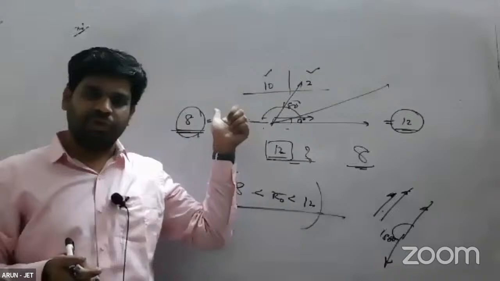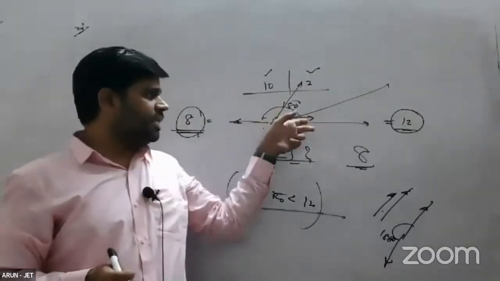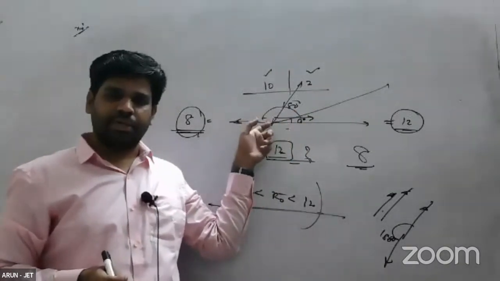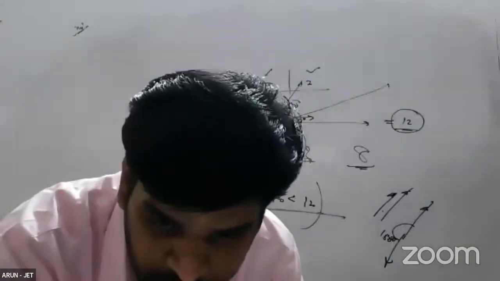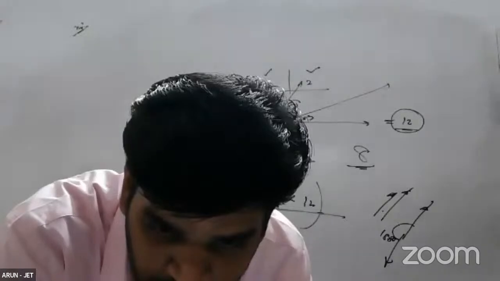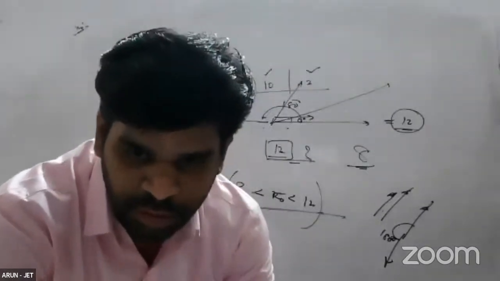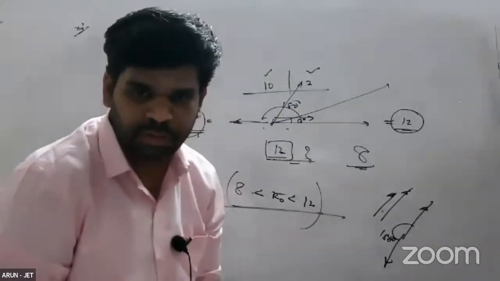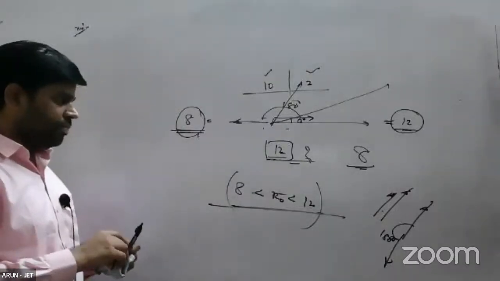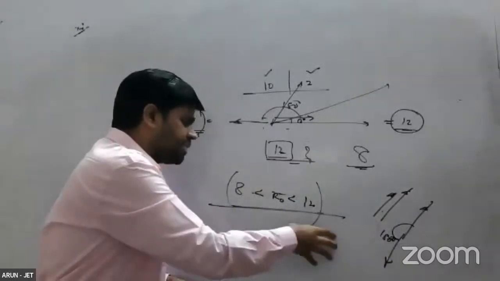This you have seen using the formula also, but I'm just telling you through common sense. When they're parallel to each other, I directly add them, a plus b. When they're anti-parallel to each other, I'll just subtract them, a minus b. Is this clear? So my resultant will be somewhere between 8 and 12, minimum and maximum.